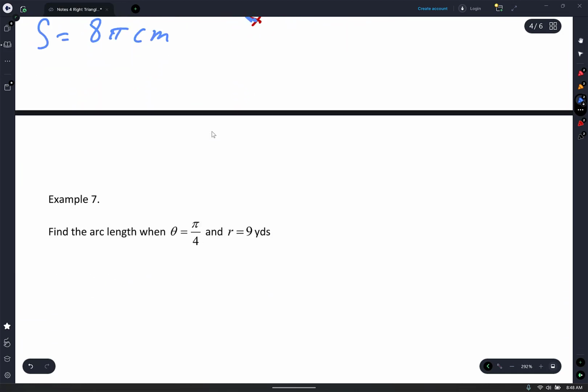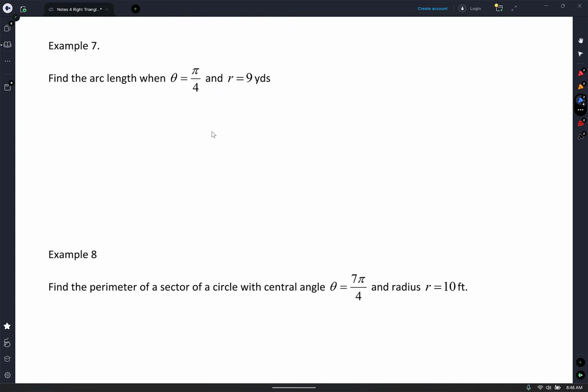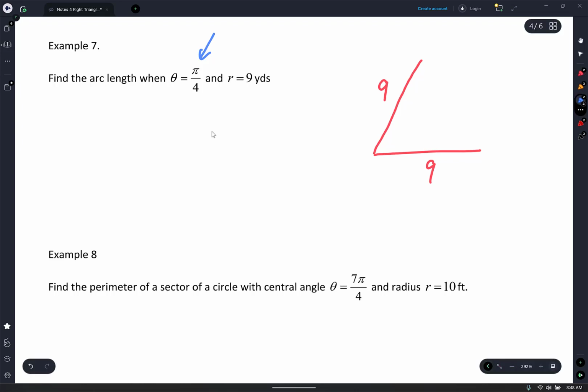All right, here we go, guys. We got another one. But this one, they're nicer to you. They say find the arc length when theta, they give it to you in radians. Notice that's a radian. So in case you want a visual, here's how that visual looks. This is 9, this is 9. And they want to know that in sky blue, S. That's what they want to know.